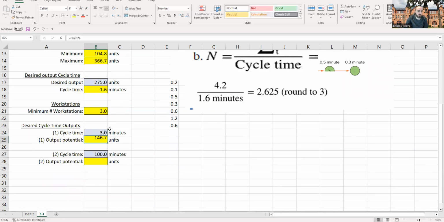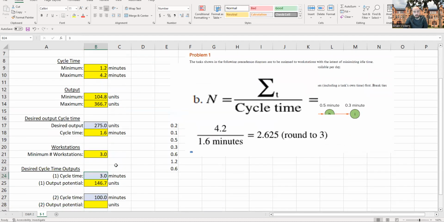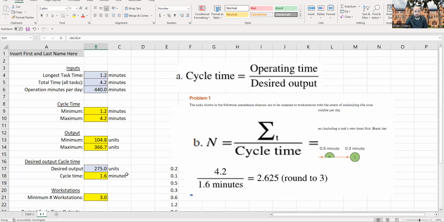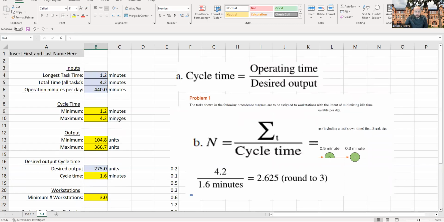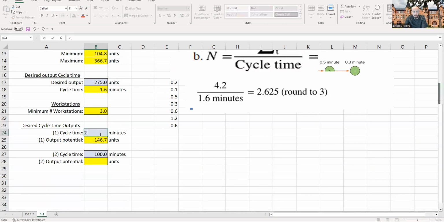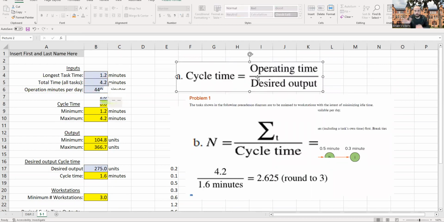But let's say it was 3 minutes. If I write that out, I want to get one done every 3 minutes, then I'll get 146 done in a day. Your desired cycle time should be between these 2 numbers, your theoretical minimum and maximum. Well, this is the actual minimum. You could cycle longer if you don't do your tasks on time. But let's say you wanted to get one done every 2 minutes. That was your goal. How many would we get out in a day? 220.